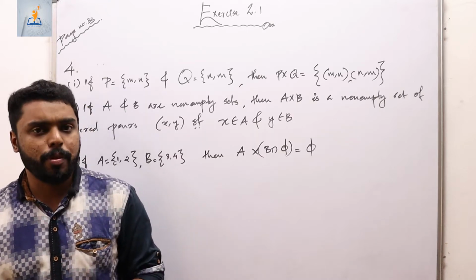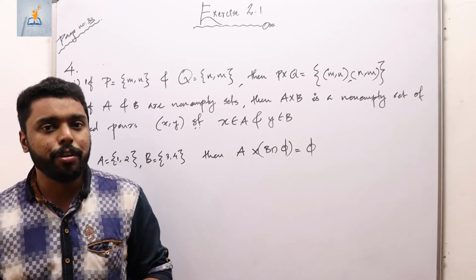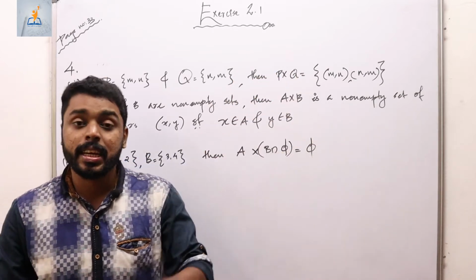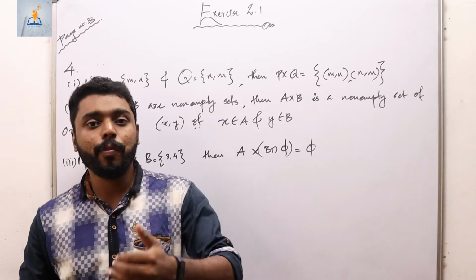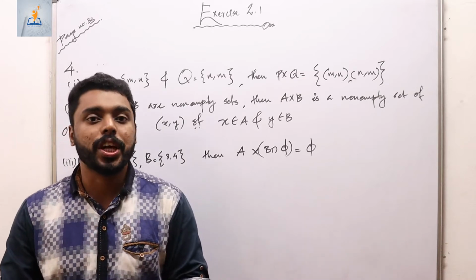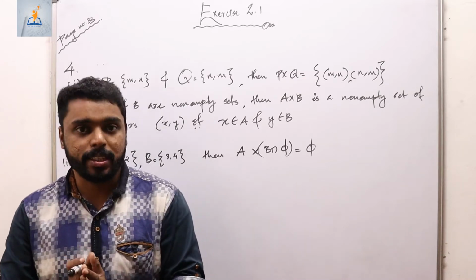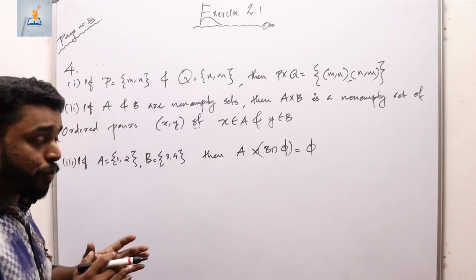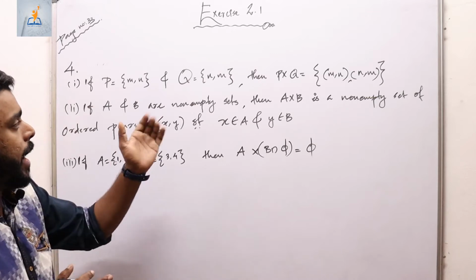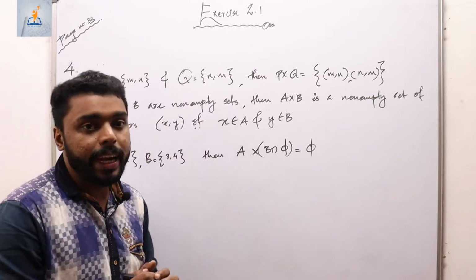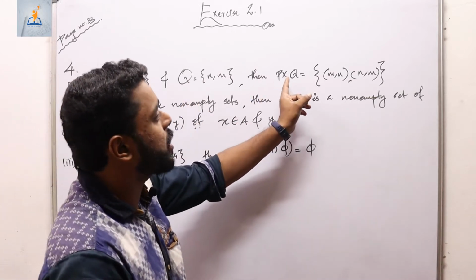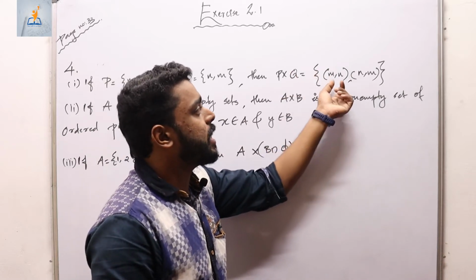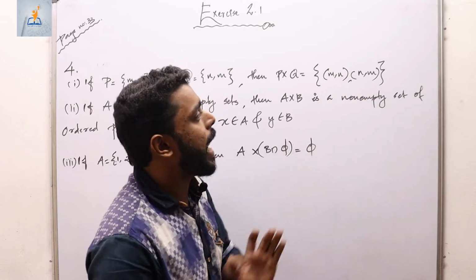Coming on to question number 4, we have to identify the false or true statements from the given set of statements. If it is false, we have to rewrite the original statement into a true statement. The first statement is: if P is equal to the set {m, n} and Q is equal to the set {n, m}, then P cross Q is the set of all ordered pairs (m, n) and (n, m).